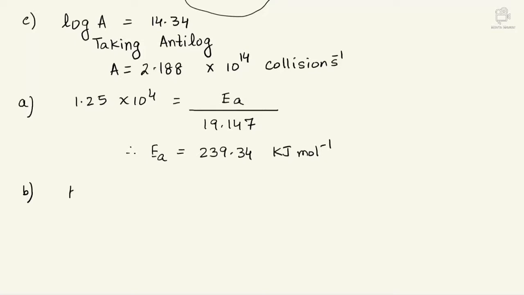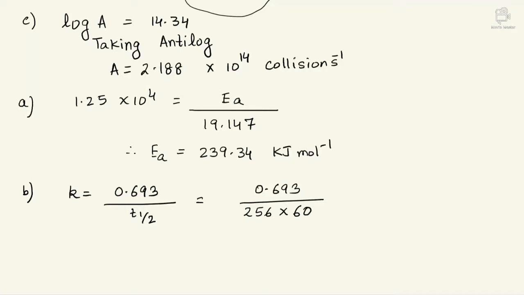You remember we had given the formula that for a first order reaction, rate constant is given by 0.693 divided by the half-life period, right? Now in this question it says that the half-life period is 256 minutes. We are going to convert those minutes into seconds. Why are we converting those minutes into seconds? You see over here in this formula, we've taken the value as per second, collisions per second, right? So we have to convert this also into second.